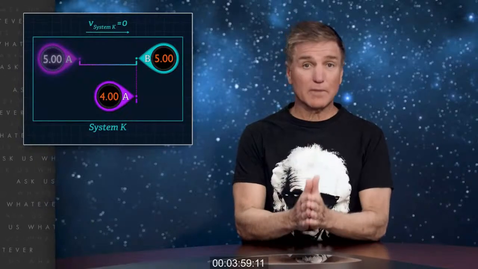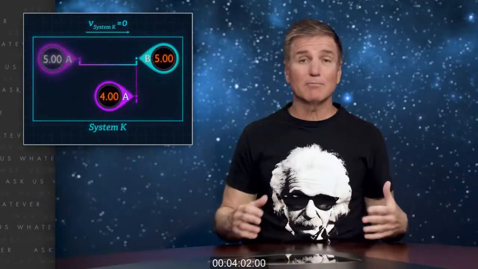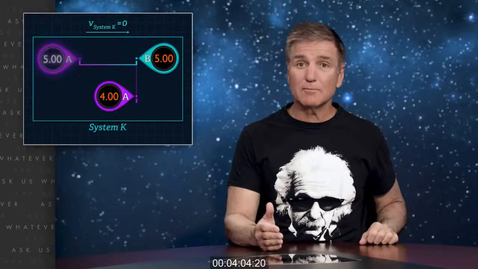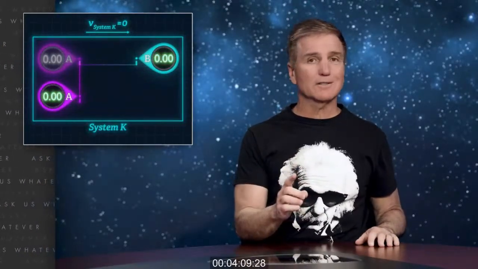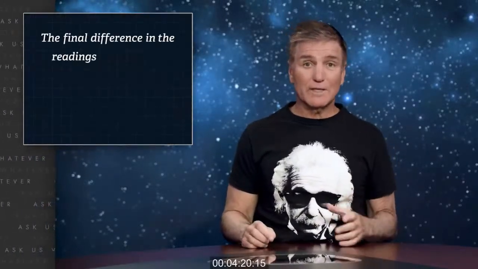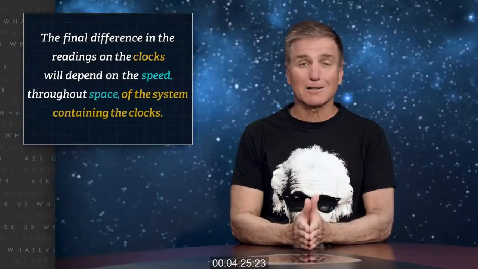I'm going to show that system K does not need to be stationary in some absolute sense in order for his approximate formula to be true, provided that the clocks of system K were initially synchronized pursuant to Einstein's protocol. I'm then going to describe an alternative experimental setup using the principles of the 1905 paper, where the final difference in the readings on the clocks will depend on the speed throughout space of the system containing the clocks. In other words, observers in the system of clocks will observe different outcomes depending on how fast their system travels with respect to some universal reference system.